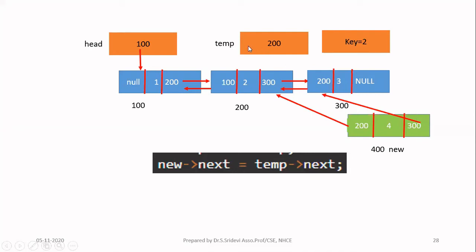Here you see we have temp as 200. In that address, in the next field, 300 is available. So you take this 300 and store it here. For that, I am writing the statement new arrow next is equal to temp arrow next. What is the meaning? Temp arrow next is nothing but this 300. Take it and store it here. This is nothing but new arrow next.